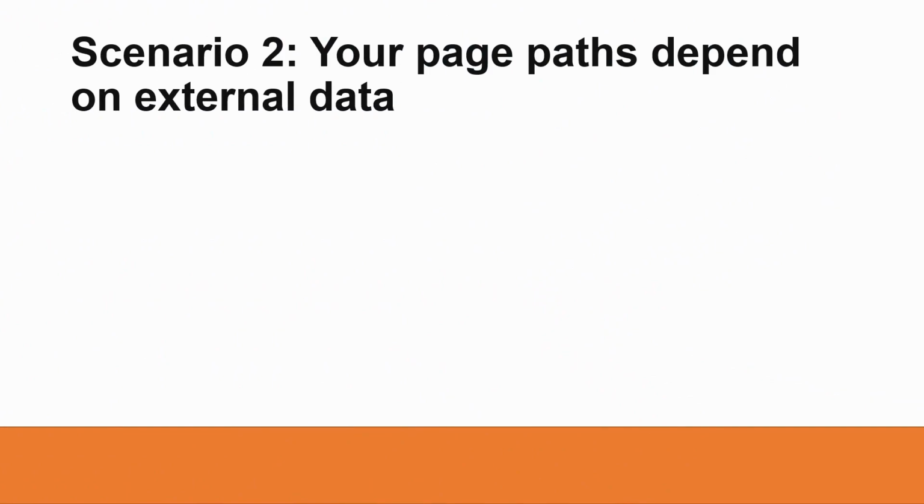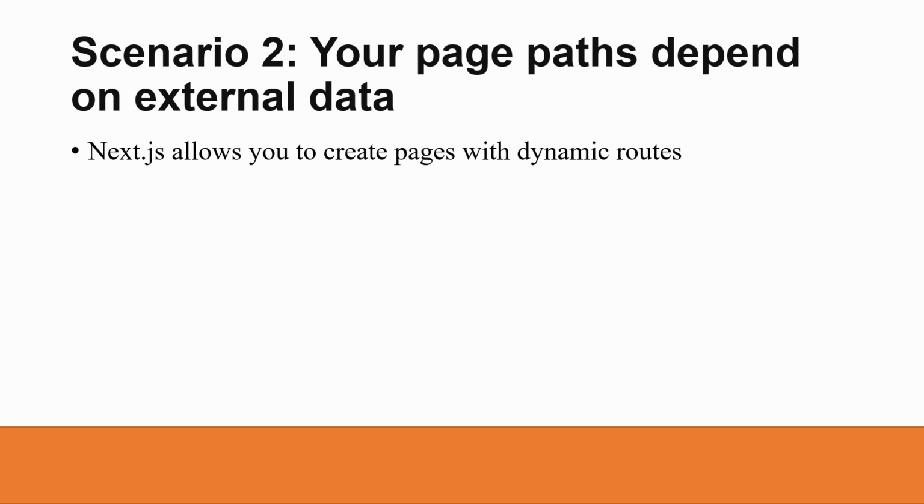Now we are going to see scenario 2. Here we are going to fetch external data for page content and path to set the page. First of all, Next.js allows us to create a dynamic route. If you don't know what a dynamic route is, I will provide the link in the description. Otherwise, you can visit my playlist. I will provide the playlist link at the end of this video.